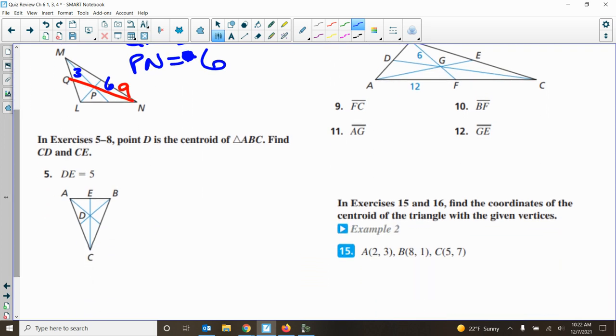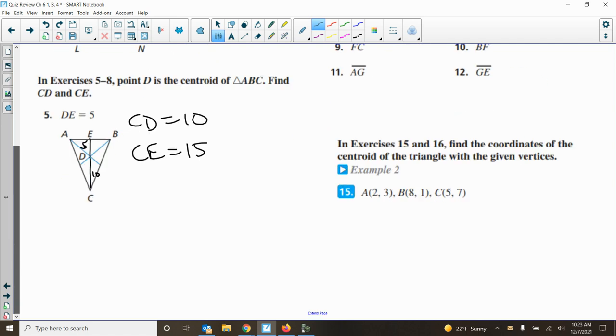Number 5, point D is the centroid. Again, so all of those blue segments are medians. Find CD and CE. It says that DE is going to be 5. That's 5 right there. So that means that DC is going to be 10, right? Double half. And then the whole thing is going to be 15. So CD would be 10, and CE would be 15. We call that the centroid theorem. Okay, centroid theorem.